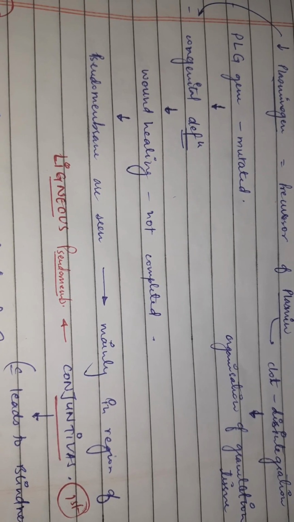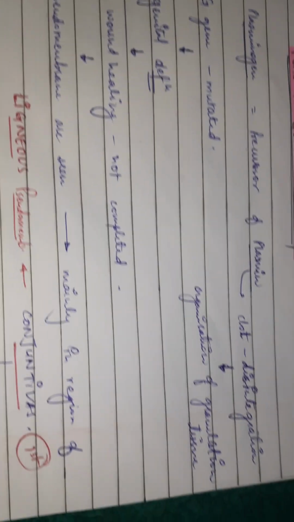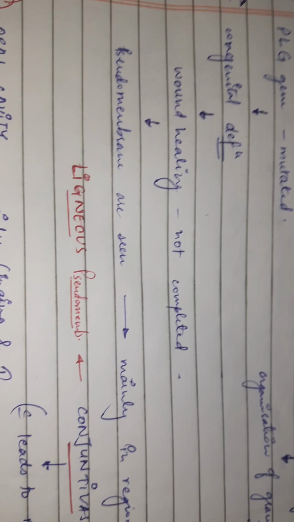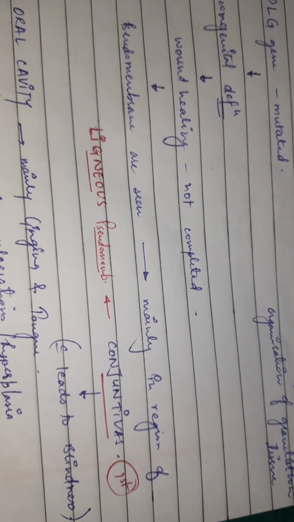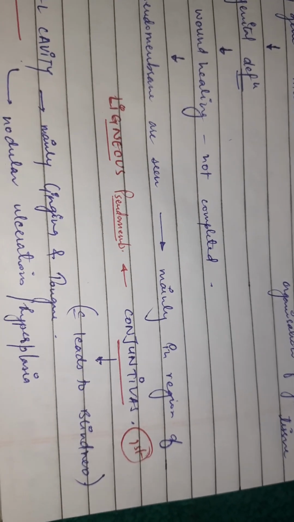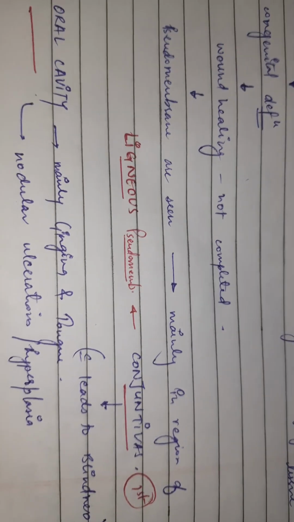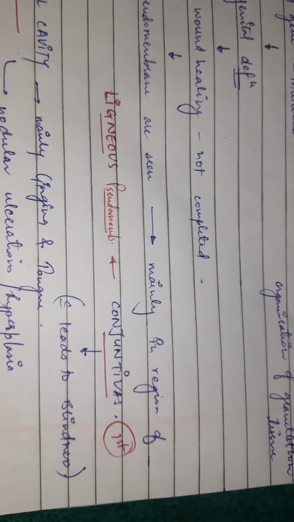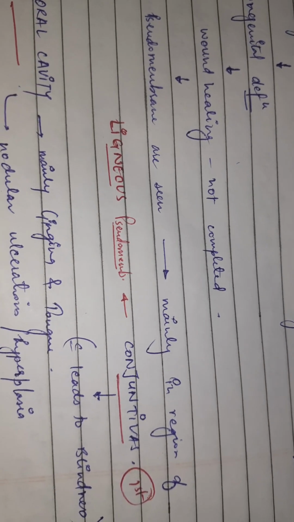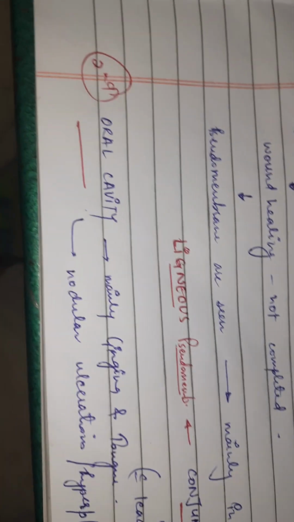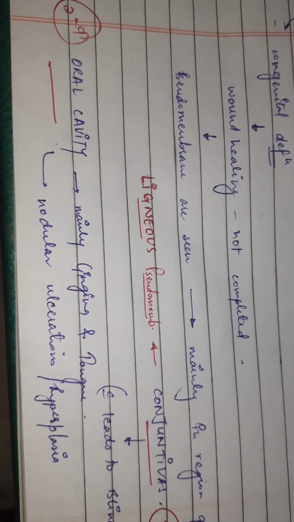The clot gets disintegrated. Pseudomembrane is seen mainly in the region of the conjunctivae. Ligneous pseudomembrane in the eye region leads to blindness. It is also seen in the oral cavity, mainly gingiva and tongue, as nodular ulceration or hyperplasia.